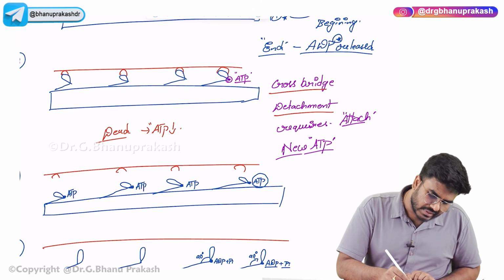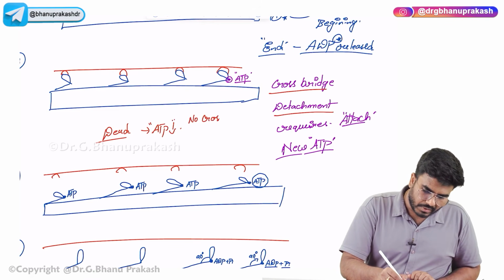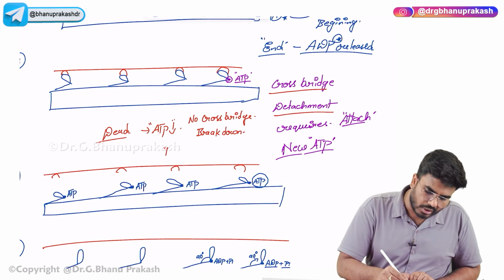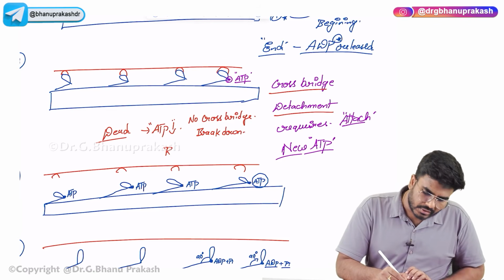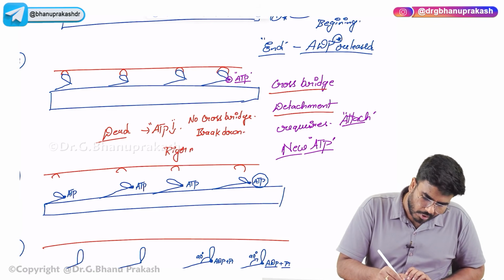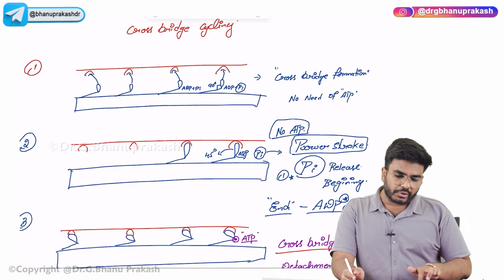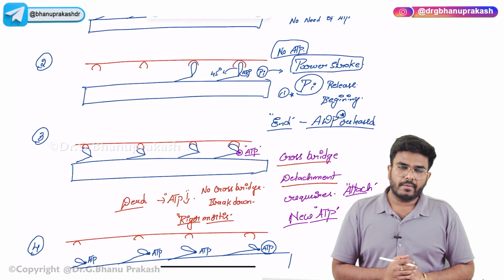So if a person is dead, ATP is not available. So no cross bridge breakdown. Okay, no cross bridge breakdown. That's going to cause muscle contractions. The muscles are left in a contracted state. That is called rigor mortis. So these are the important points which I want you to know regarding skeletal muscle contraction.